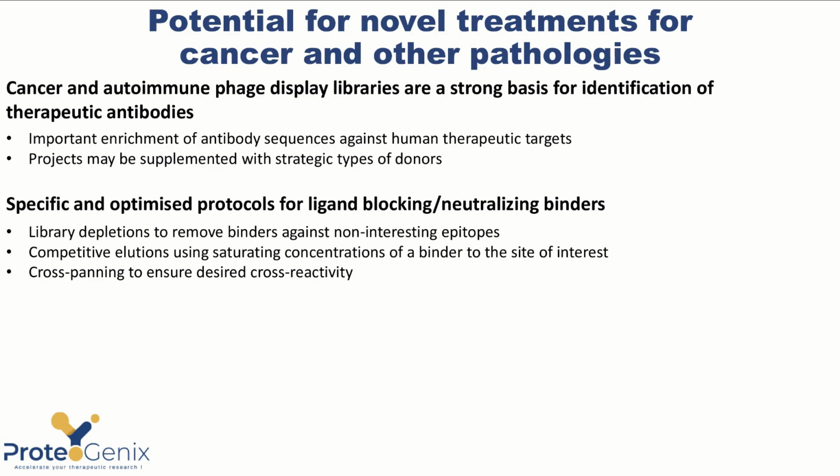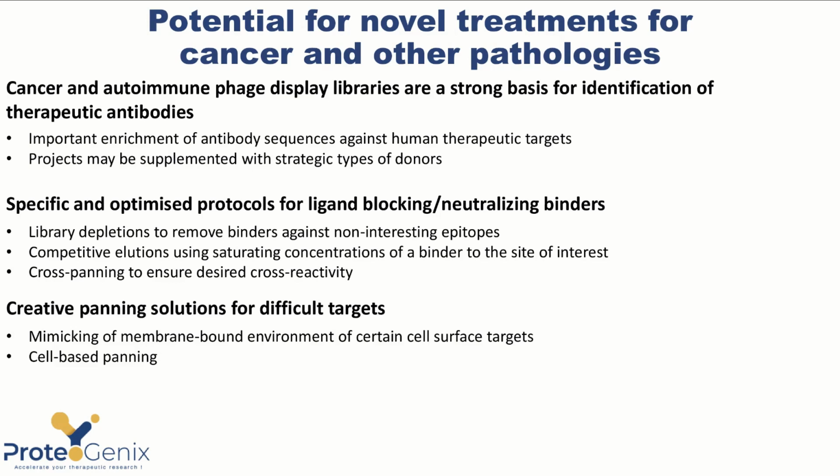We have a highly effective protocol for the identification of clinically pertinent blocking or neutralizing binders, with depletions to remove binders against non-interesting epitopes, competitive elutions with saturating concentrations of a binder against the site of interest, and cross-panning to select for desired cross-reactivity. And for difficult to express membrane-bound targets, we have a range of panning solutions so that we may pan against them in their native form and thus clinically relevant conformation, which is essential if we are looking for a therapeutic targeting antibody.